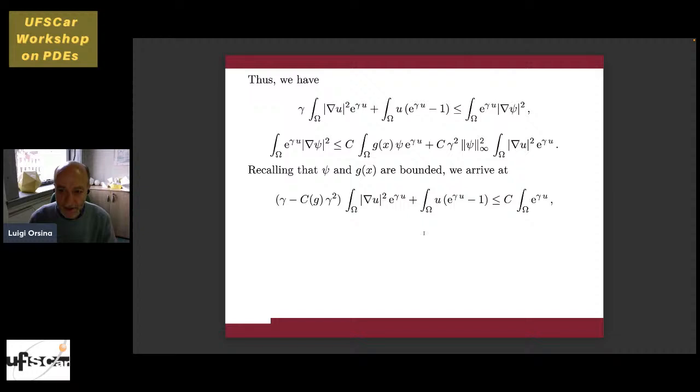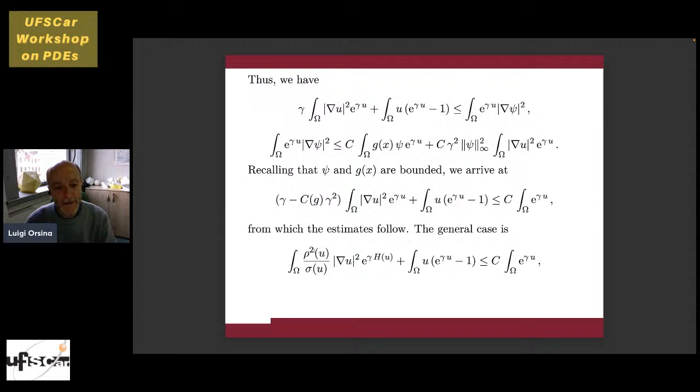In the general case, you get something in which rho squared over sigma times e to the gamma h of u is controlled, and here you use the fact that e to the gamma h of u is larger than any power of u, so it's going to eat, let's say, at infinity, this quotient, no matter the values of rho and p and q that you may have.